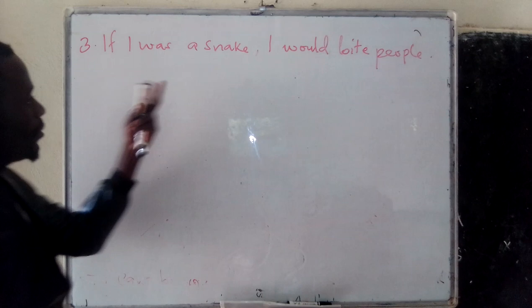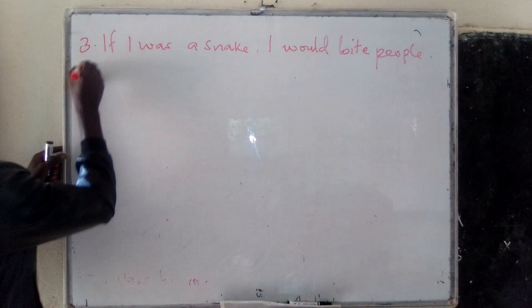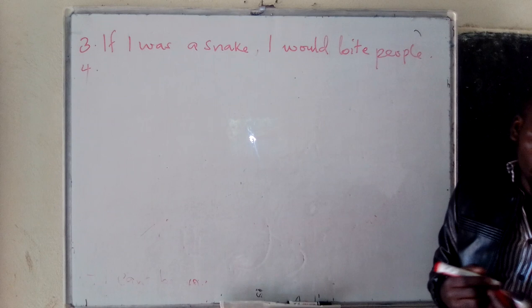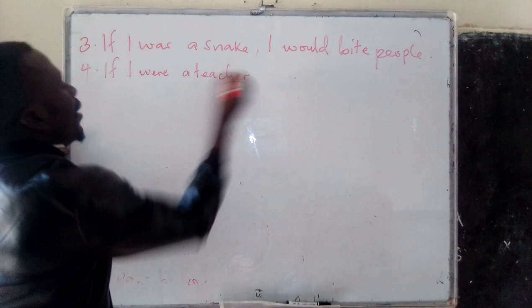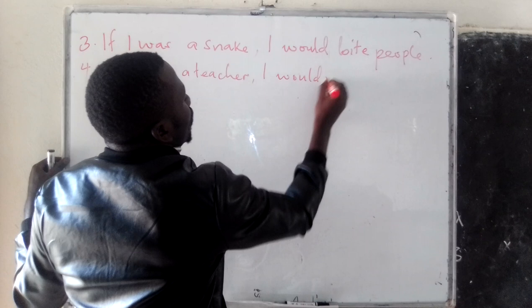And then another sentence here, sentence four, and the last one, as I take you to changing from if one to if two. If I were a teacher, I would not punish children. If I were a teacher, yes, we are assuming, for example, now I'm not a teacher. If I were a teacher, I would not punish children.